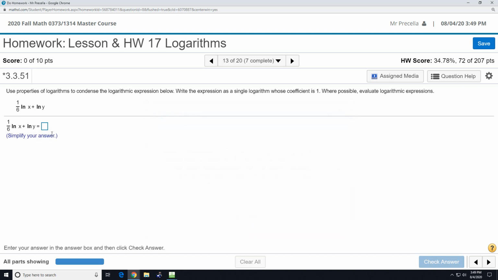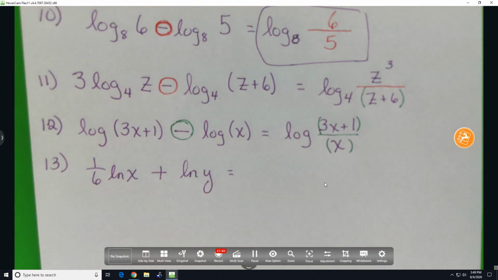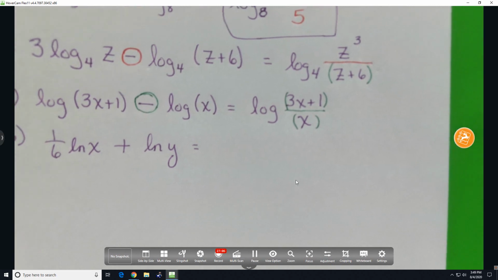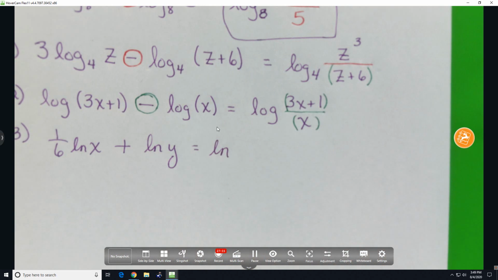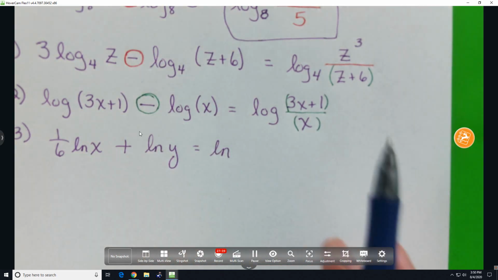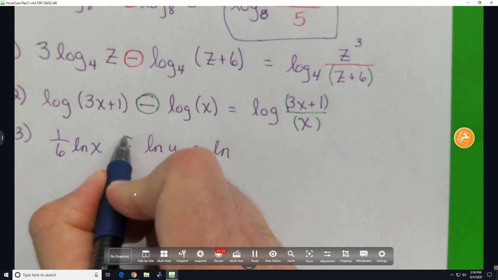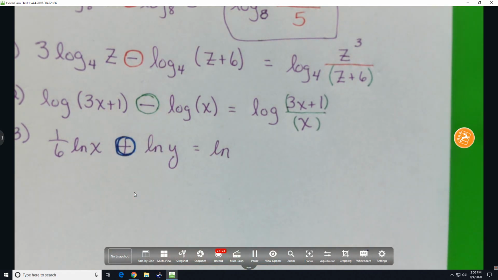Okay. Let's see, number 13. Let's write this problem down: 1/6 ln x plus ln y. So let me switch over to the paper now. We'll write our ln down. And then here's the question: do we need a fraction bar? No. Finally, we have one where all the other ones had the minus in the middle. Because of this plus, there is no fraction bar.